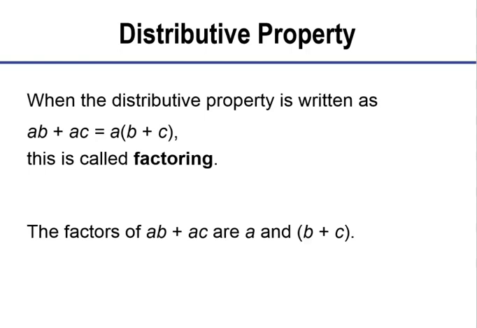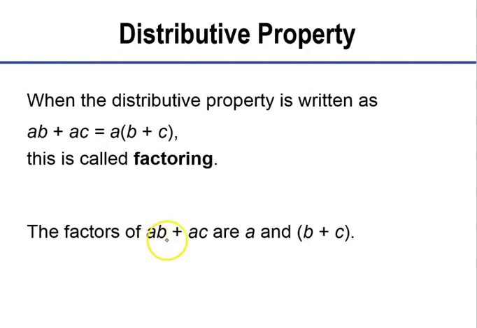Now check this out. When the distributive property is written as AB plus AC equals A times B plus C, did you notice we're going backwards? So AB plus AC, the A is coming out times B plus C. That's called factoring. As a matter of fact, it's called factoring the greatest common factor. You've seen that before. So sometimes you have to use the distributive property backwards.